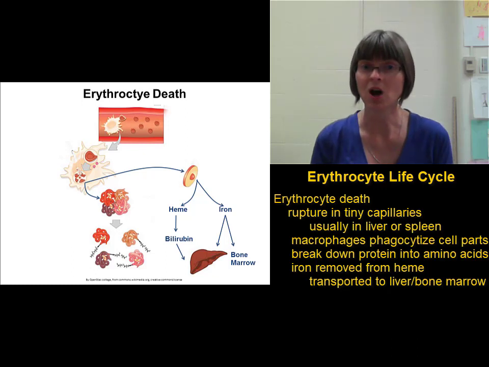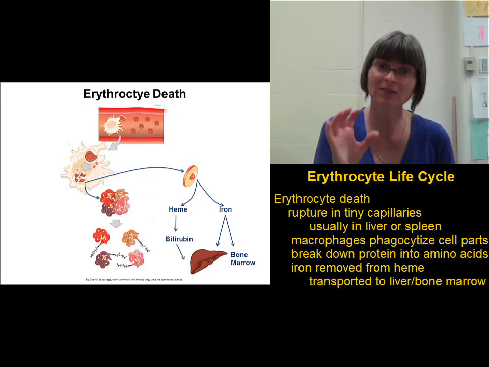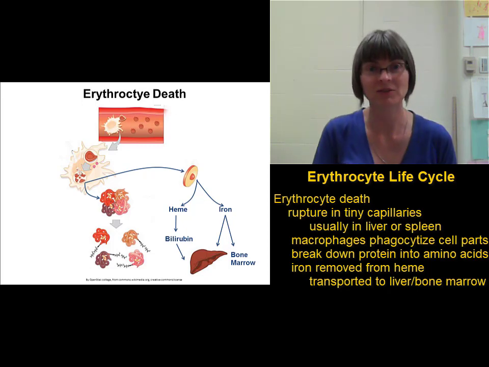Do you remember when we were talking about alpha and beta globulins in the plasma are important for helping to transport things through the blood? There is a specific beta globulin called transferrin that binds to the iron and carries it back to the liver or to the bone marrow where it can be reused to make new hemoglobin.